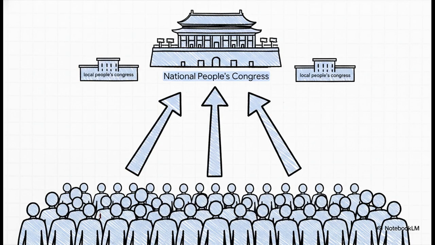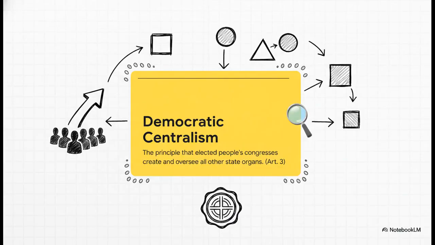So if the party's leadership is the defining feature, how do the people fit in? Well, Article 2 says that all power belongs to the people. And the way they exercise that power is through a whole system of people's congresses, from the local level all the way up to the National People's Congress. And the whole thing is organized around this core principle from Article 3, democratic centralism. The easiest way to think about it is this. The people elect the congresses, that's the democratic part. Then, those congresses have centralized authority over every other part of the state, and that's the centralism part.